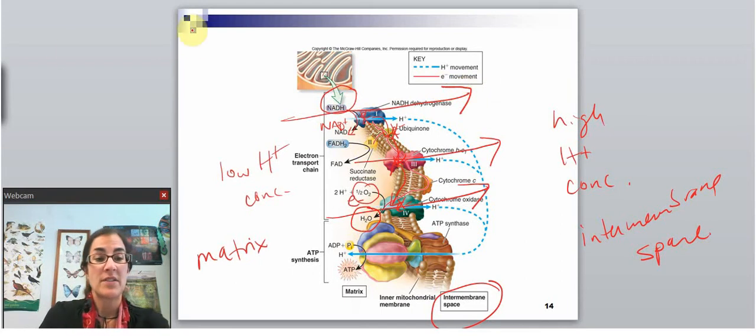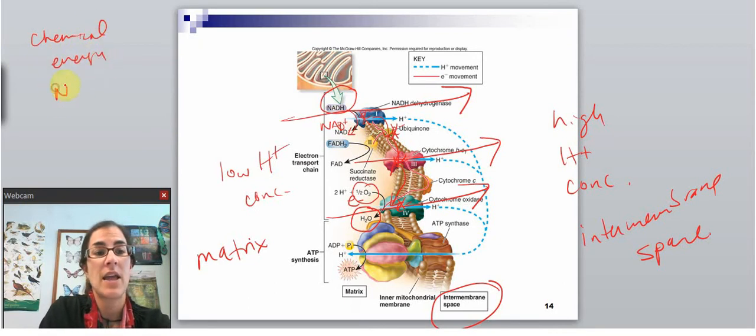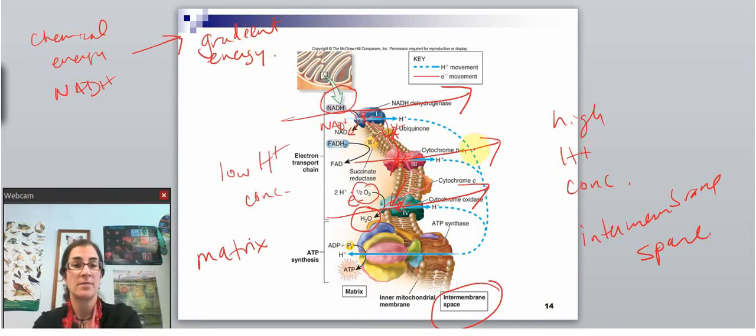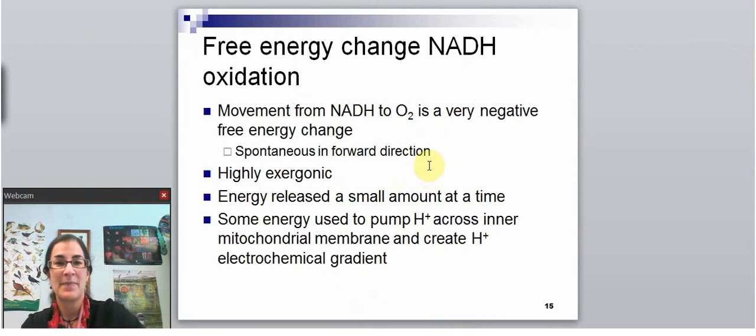So if I think about this as energy transformations, there was the chemical energy in NADH, and now that energy has been converted to gradient energy. Remember chapter 6, a gradient is a form of energy. Have I made ATP yet? No, but that's where we're headed. But before we get there, I just want to talk a little bit about how this relates to free energy, another concept that we talked about.